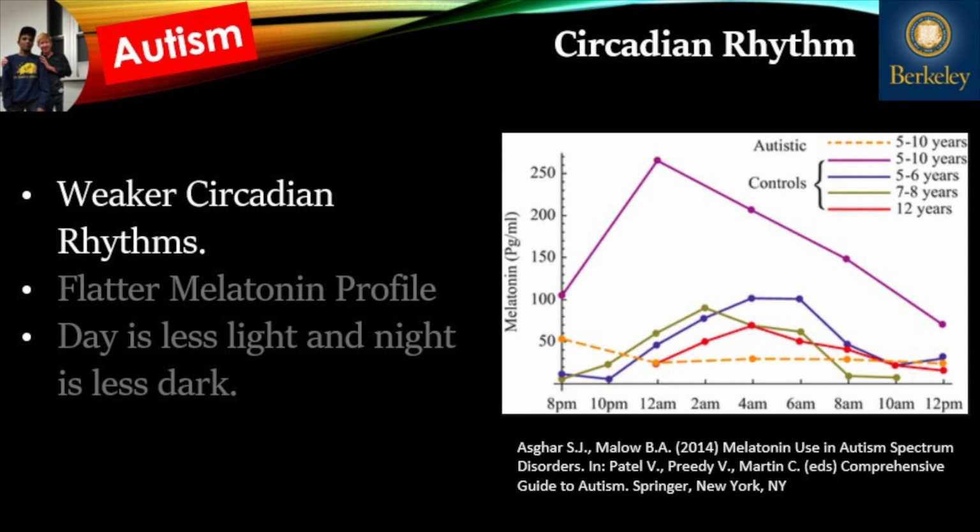There were findings in autism of circadian rhythm disruption. Circadian rhythms are weaker, as there was a flatter profile of melatonin rather than the big increase at night and rapid fall during the day. That is, day is less light and night is less dark.